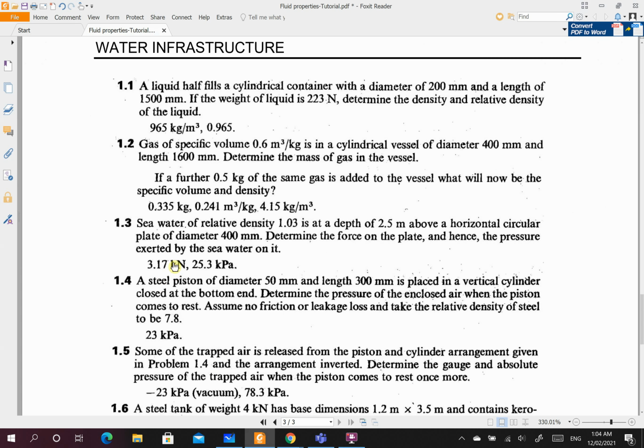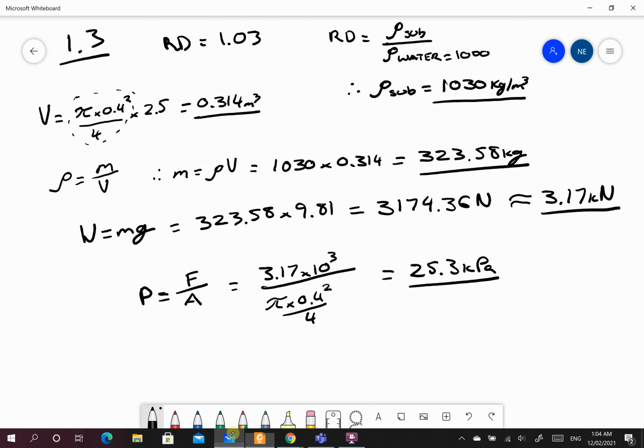So that's what we have here. 3.17 kilonewtons is the force on the plate. 25.3 kPa is the pressure on that plate. Let's clean this one up.